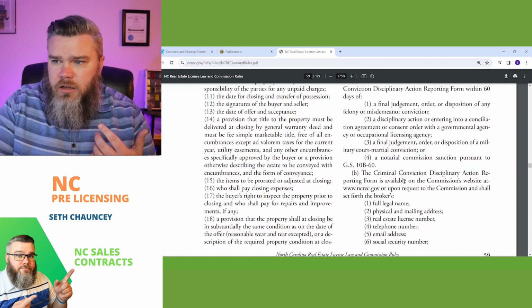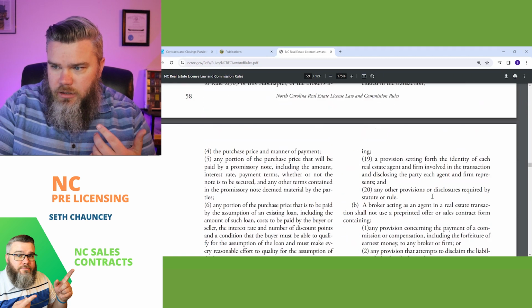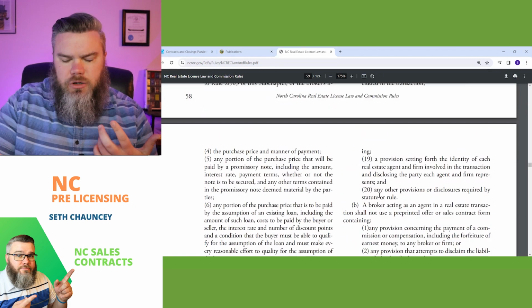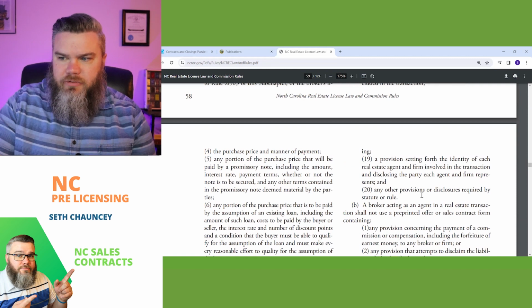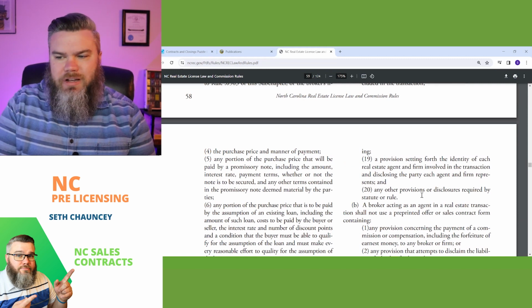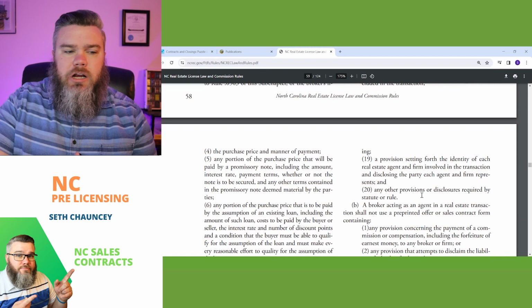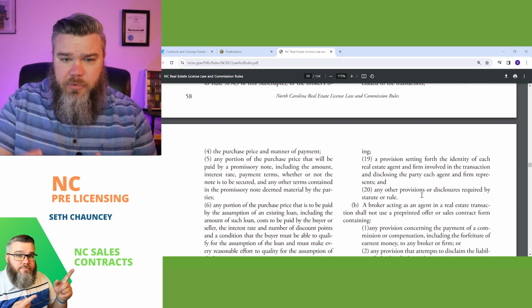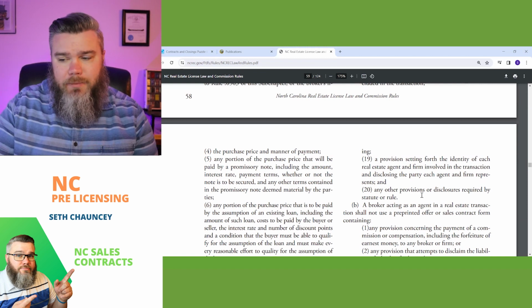So here's 18, jumps up to 19. Now 20 is kind of a generalization. It says any other provisions or disclosures required by statute or rule. So here's where the two prohibited things come in. And I promise they're testable as well on the North Carolina side.